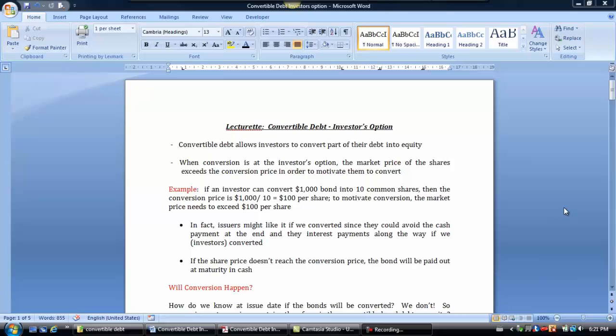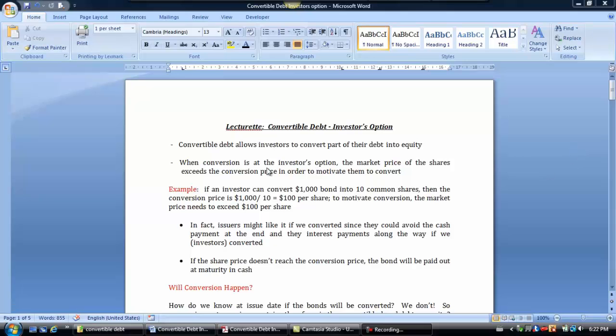First of all, just a few words about what convertible debt is. It allows investors to convert part of their debt into equity. In other words, you might buy a bond as an investor, and that bond offers you the privilege of converting at your option any part of that bond into common shares. So it's usually the case that investors will pay a premium because they have the option to stay with the debt and get the steady stream of interest payments, or at their option they can convert into shares.